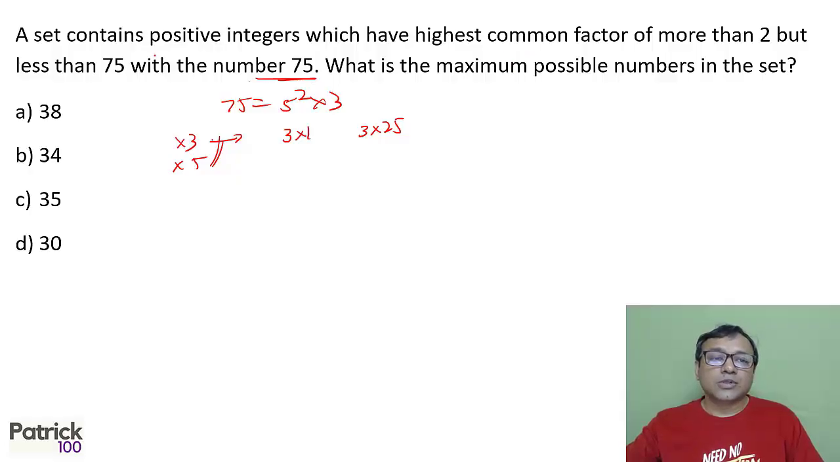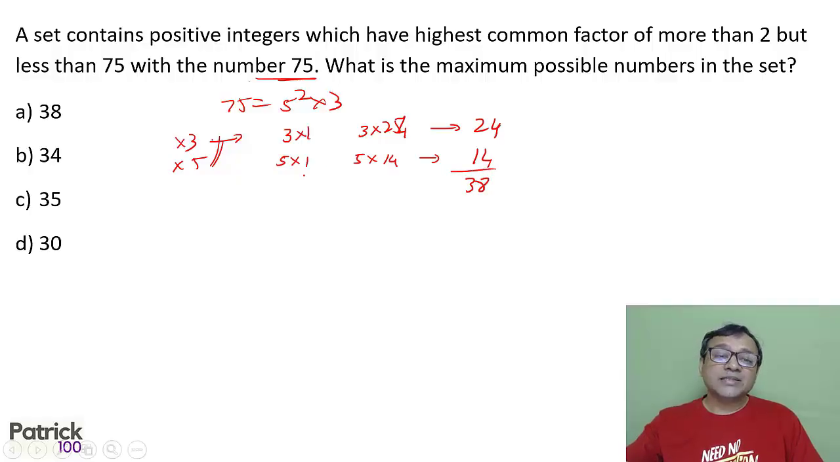So the set contains positive integers which have a highest common factor of more than 2 but less than 75. If 75 is there, then the common factor will be 75, so 75 cannot be there. That means there will be 24 numbers like this. Same with 5. 5 ones are 5, 15s are 75. But we can't have 75, so we'll have 14 such numbers.